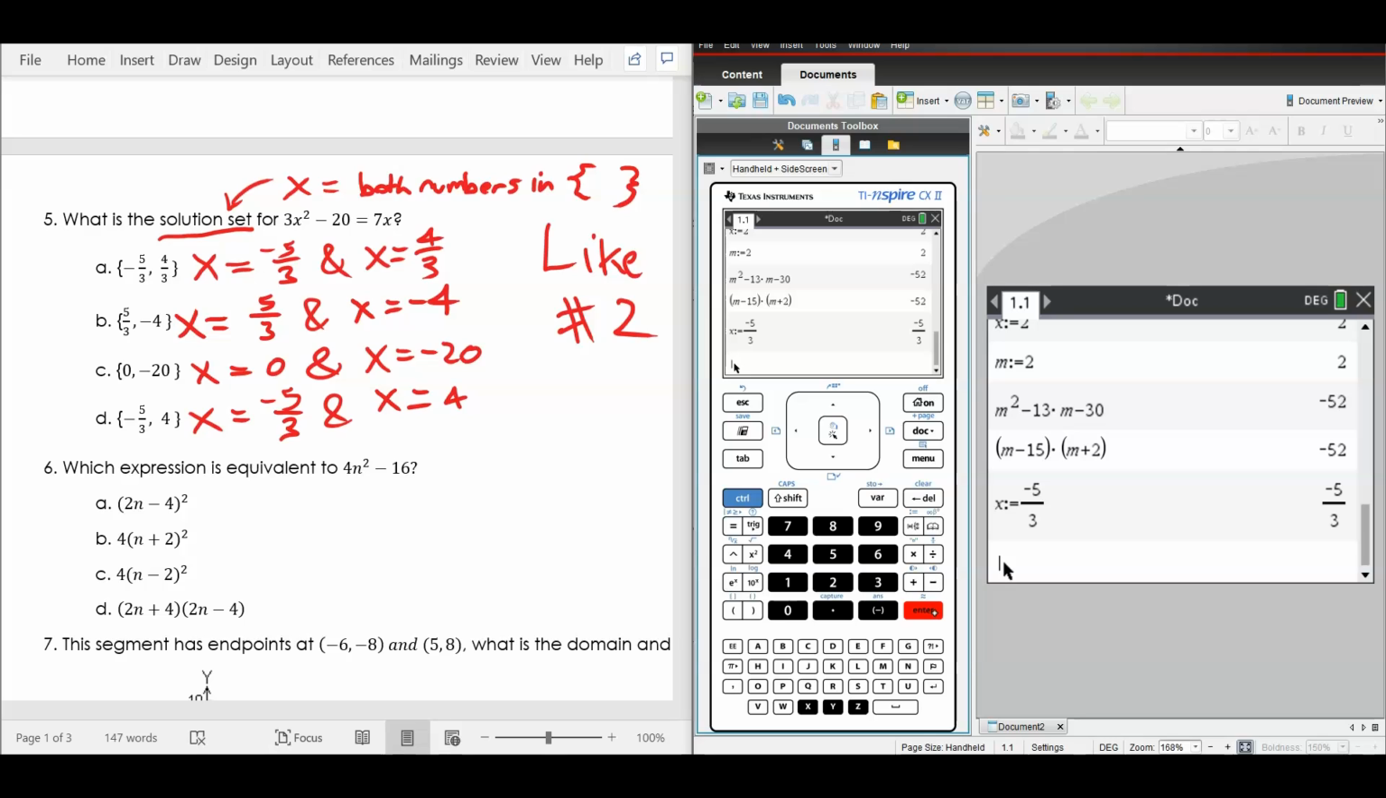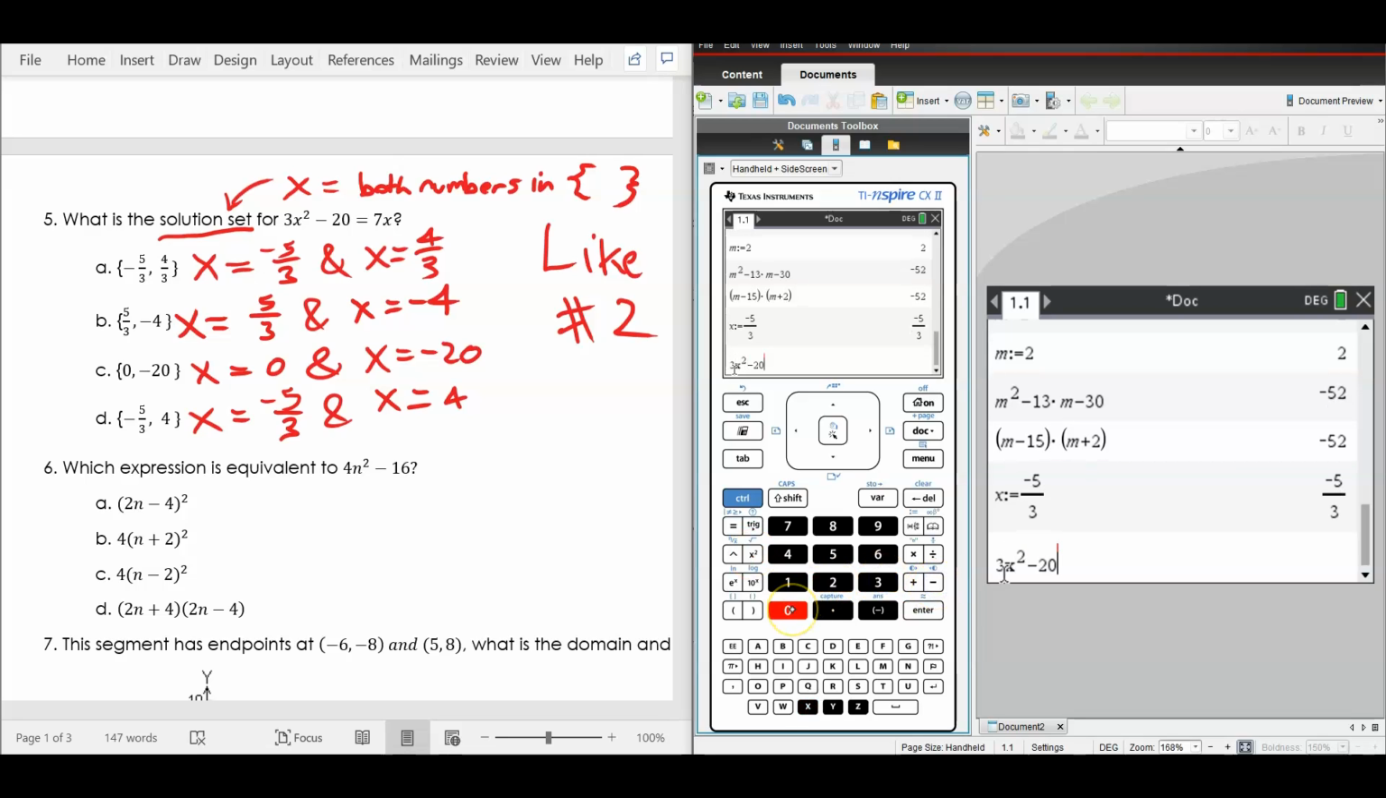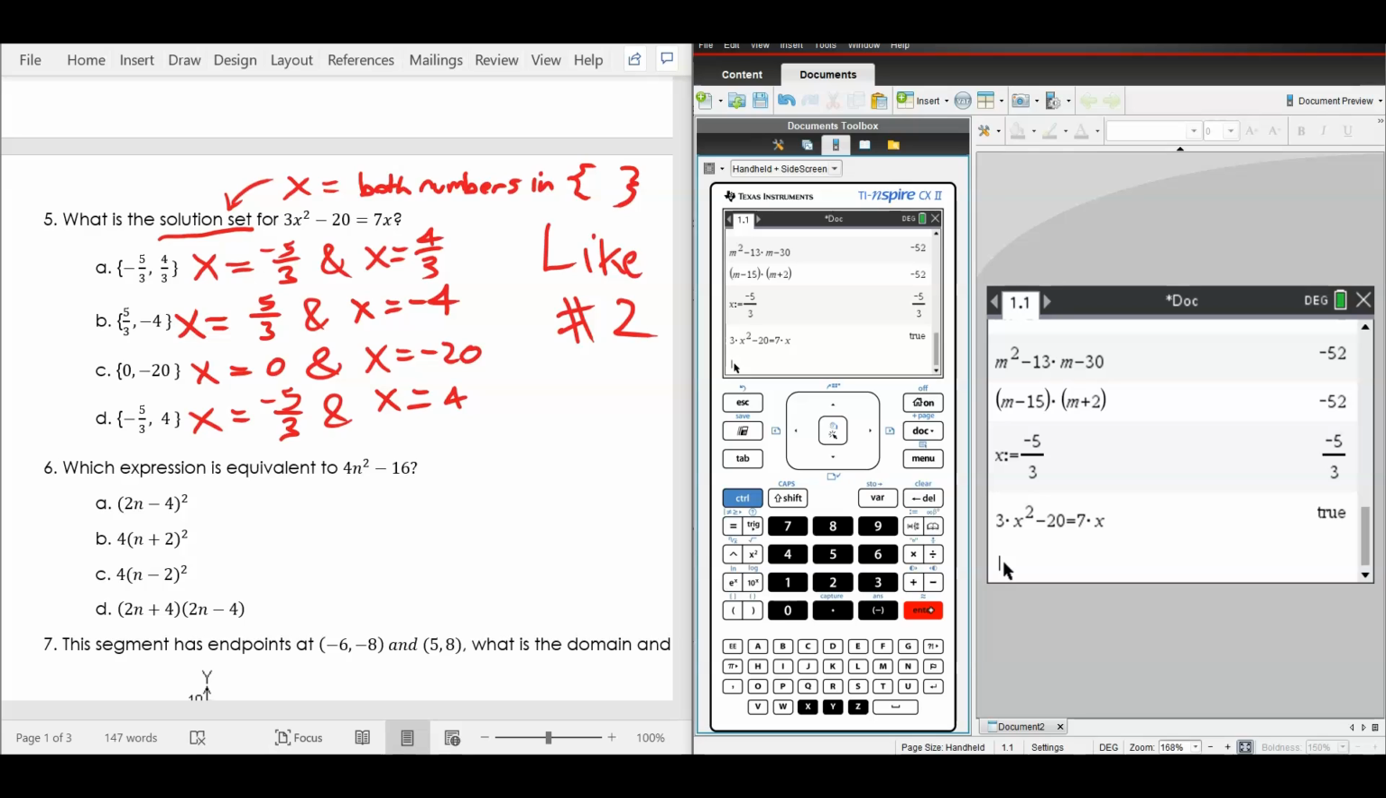And then I'm going to type in the original equation. 3x squared minus 20 equals 7x. True. So negative 5 over 3 is true. That's good. So maybe A or D could be right.